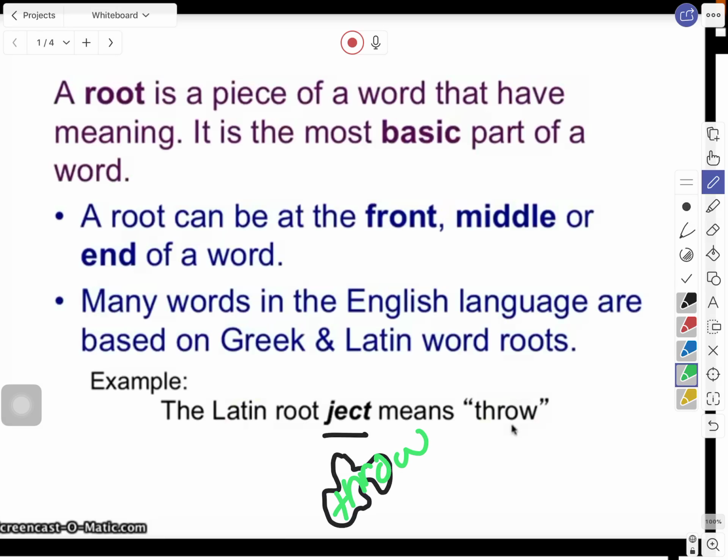So if I added another piece like pro, and put it together with ject, pro means to go forward. So put ahead, go forward. Ject means to throw. So I'm going to project or put forward my idea or show my idea or put it in front of you. And that's what project means.